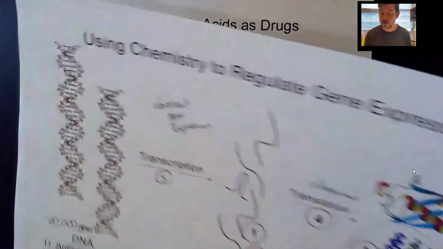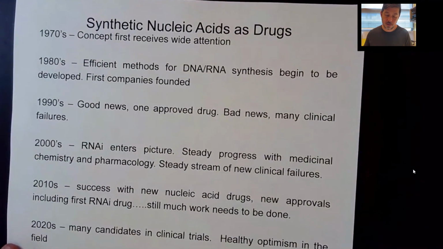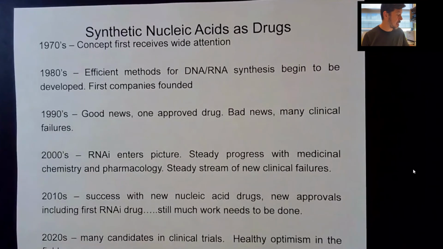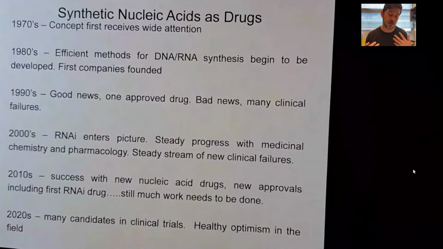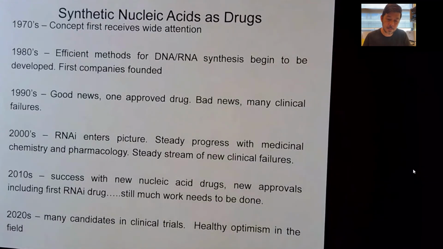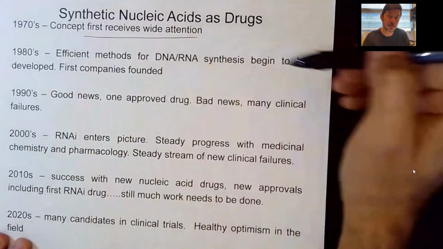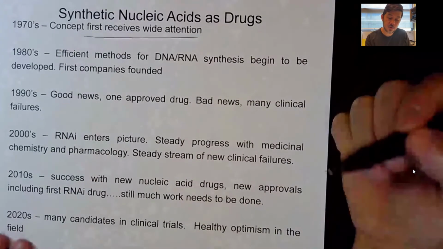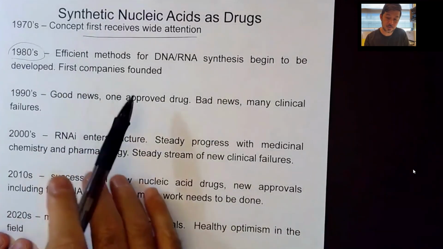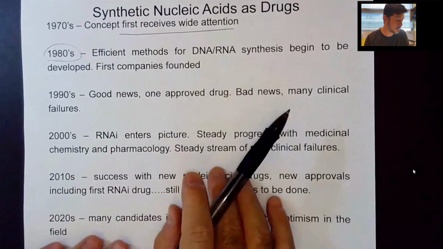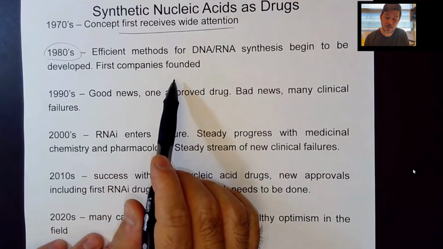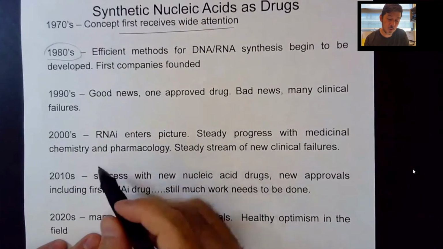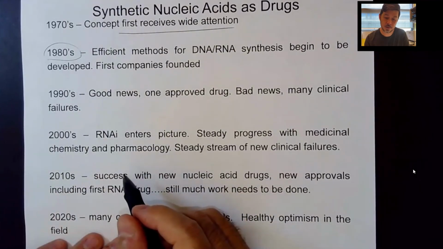And what's really interesting is that the chemistry actually was first in line in terms of what it could be doing and how it could be synthesized. So this whole concept of nucleic acids as drugs, as I just showed on the last slide, received a lot of attention back in the 1970s. This generated a lot of excitement in the therapeutic field. And then shortly after, in the 1980s, efficient methods for DNA and RNA synthesis were developed. The first companies were founded, and the chemistry, as you learned, is really quite robust. So that was actually a fairly long time ago.